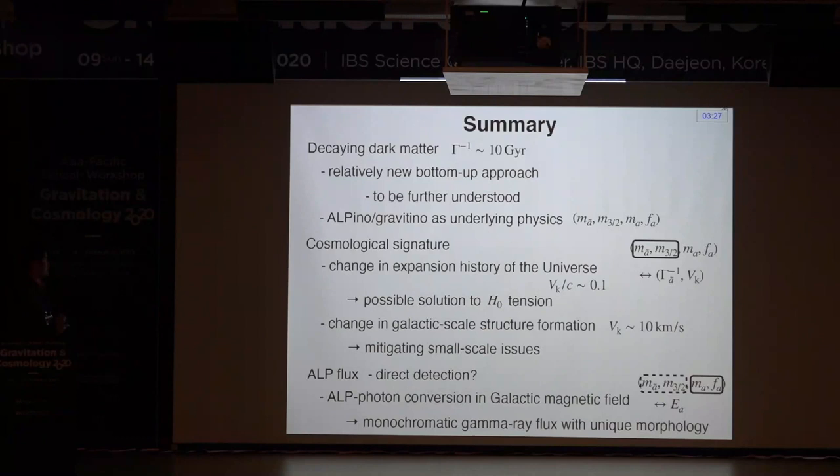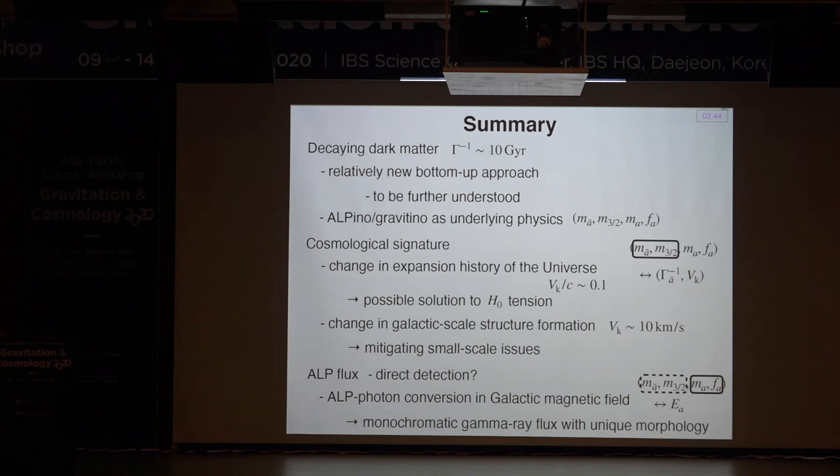Let me skip this other one. So let me summarize my talk. I consider the decaying dark matter where the kick velocity and lifetime are free parameters. And this is a very bottom-up approach because we somehow introduce phenomenological parameters. But from the particle physics side, we have a good model to realize this parameter space, and this is the ALPino and gravitino system. And on the cosmology side, the phenomenology of this decaying dark matter is rather complicated but interesting.